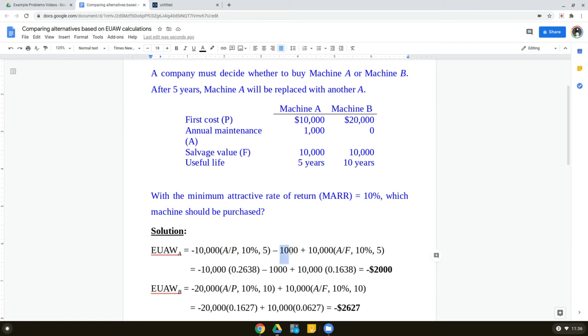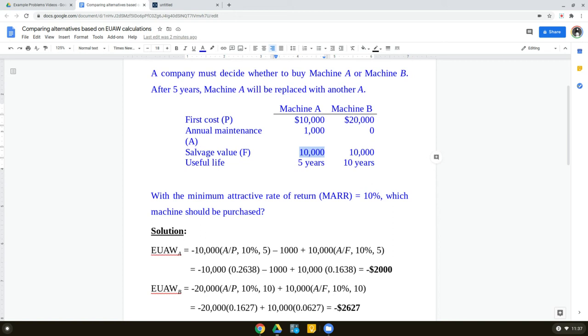Minus $1,000 is the annual maintenance cost. It's a minus because it's a cost, and since it is already annual, we don't need to multiply it by any factor. And lastly, the $10,000, which is the salvage value at end of 5 years for machine A. So that is F value, future value, and we want to distribute it over the entire life, which is 5 years. So we want to convert that into equivalent A value.